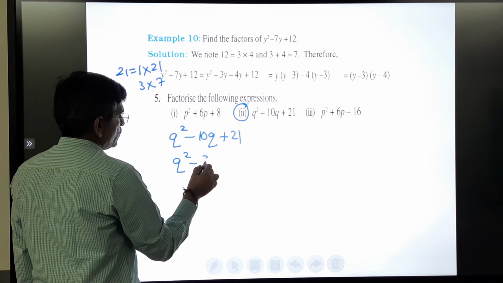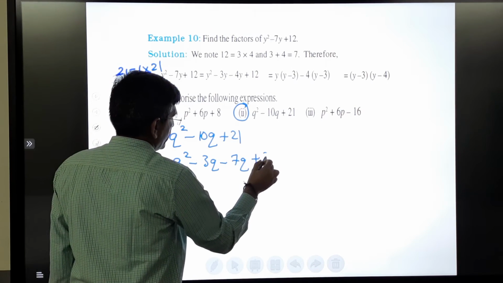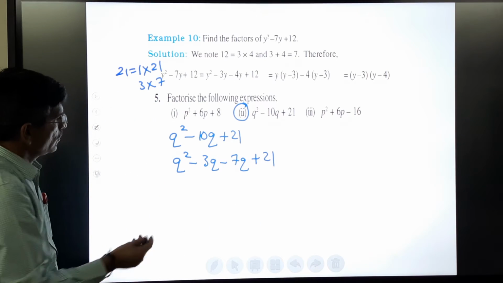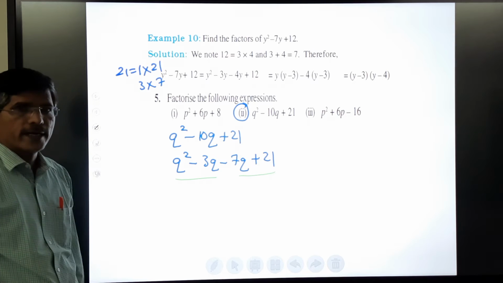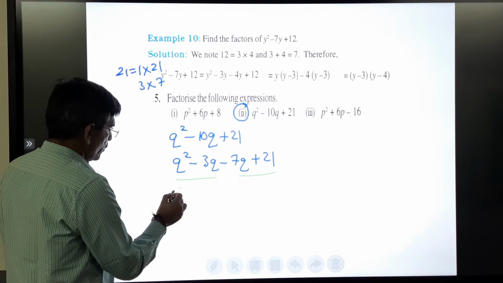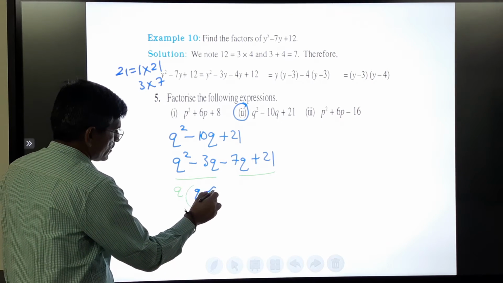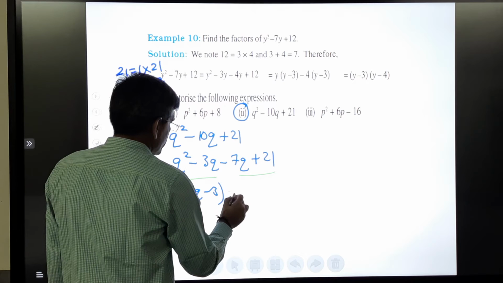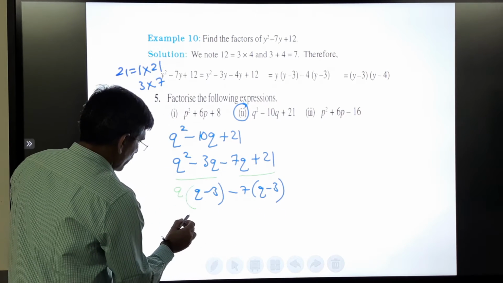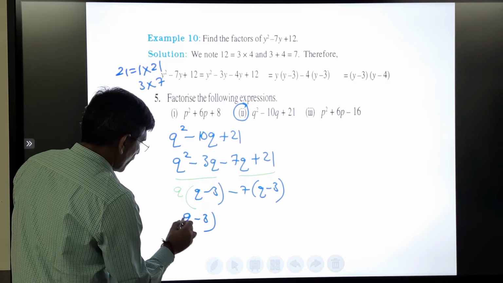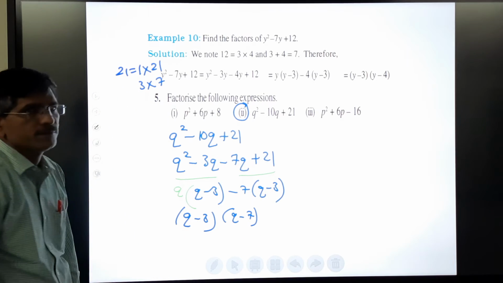So that is q square minus 3q minus 7q plus 21. Now we already know that from the first and second terms there is some common term that we have to take outside. So here q is common. So I have to write inside q minus 3. Here minus 7 is common. So in the bracket I write q minus 3. So the answer is q minus 3 and q minus 7.